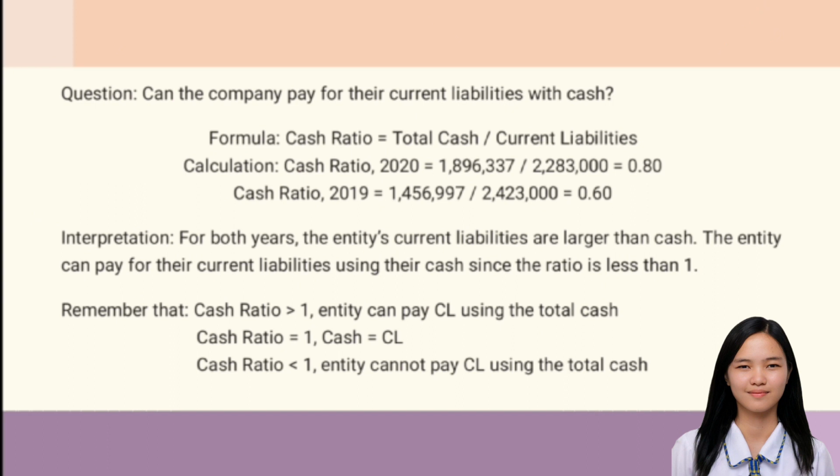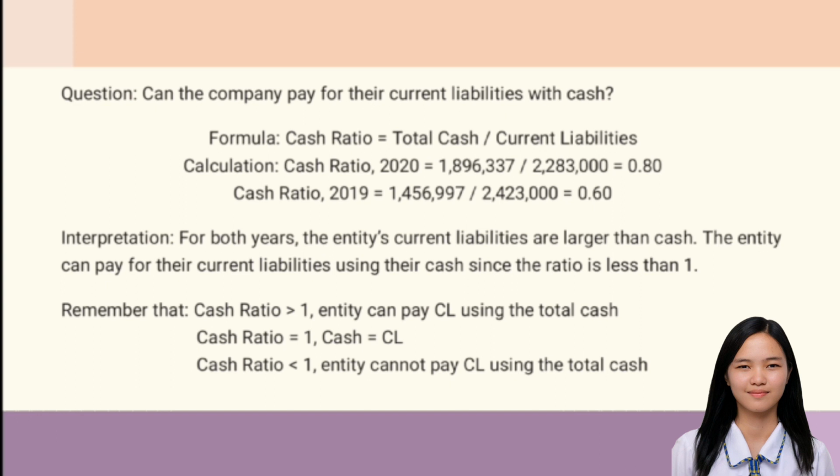The calculation would be, for 2020, cash for 2020 is 1,896,337 divided by the current liabilities of 2,283,000 gives you 0.83. And for 2019, you do the same calculation. Just get the cash and the current liabilities of 2019 and you get a cash ratio of 0.60. Sadly, less than 1 na siya.